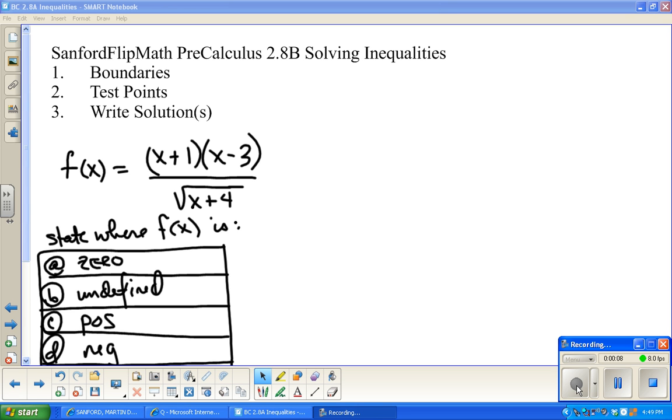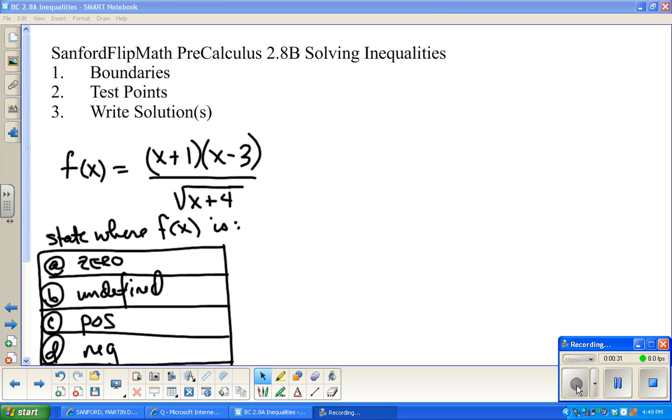We are working through the Demana Waits Foley Kennedy PreCalculus book, 5th edition, or maybe 4th edition, depending on which copy you have. And we are working in section 2.8. We are wrapping up chapter 2, solving inequalities. And we are using sign charts to solve the inequalities, and using test points to fill those values in.